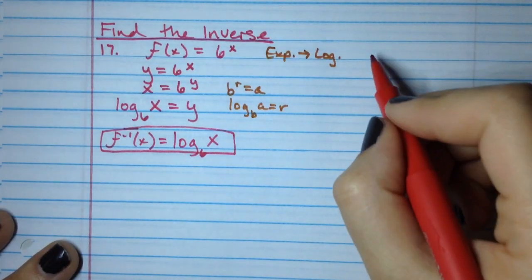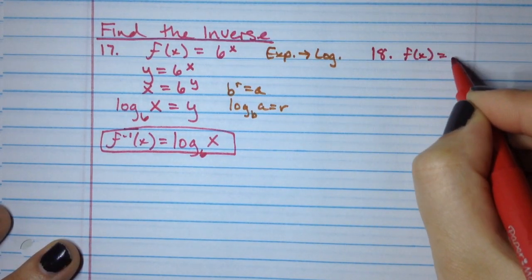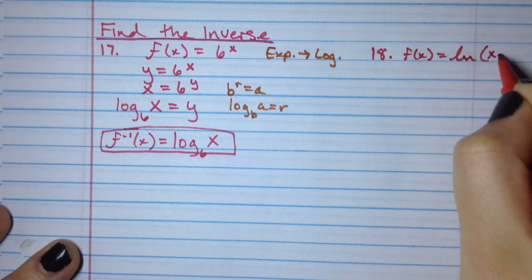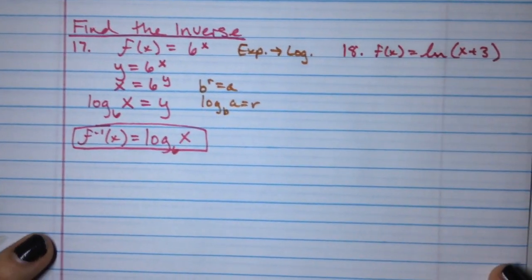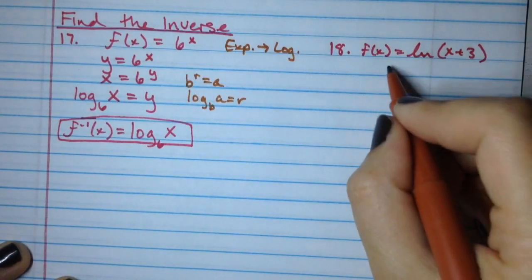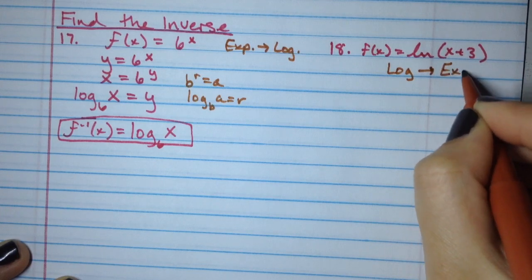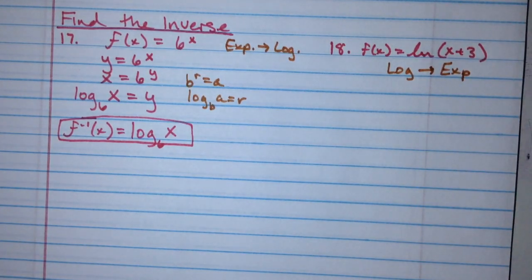Okay, let's try number 18. This is f of x equal to natural log of x plus 3. I'll do this one with you. This one is given to us in log form, so that means we are going towards exponential form. We know that we should end up with something that has an exponent of x.